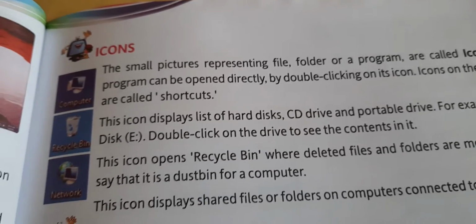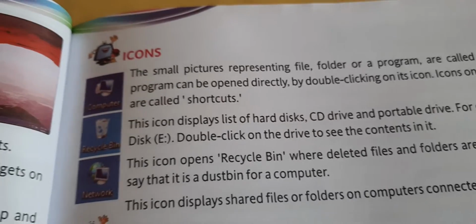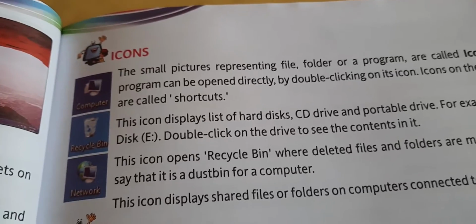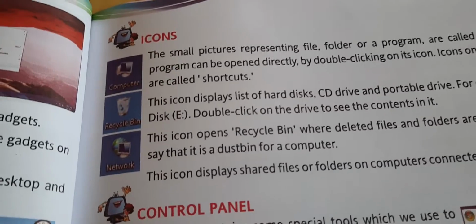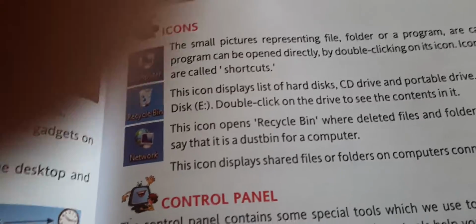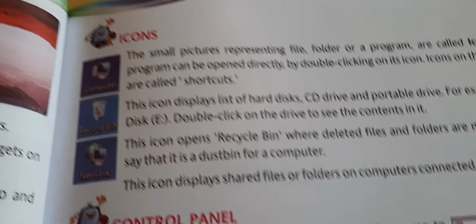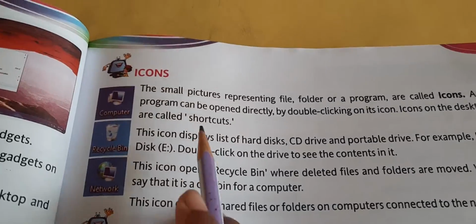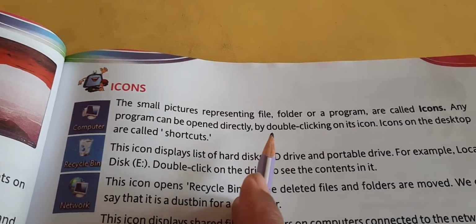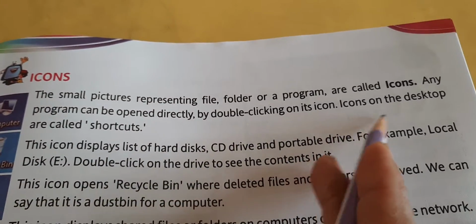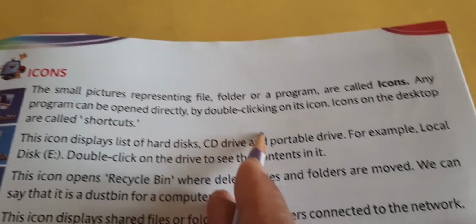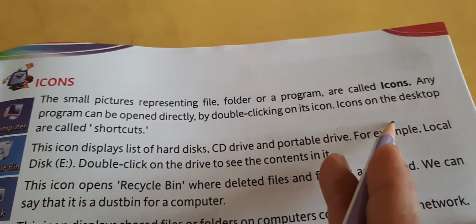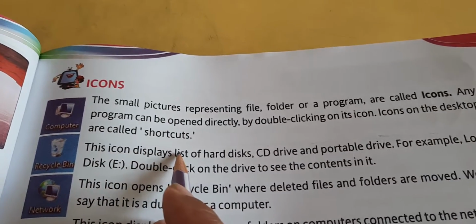Today we will continue with our chapter in which we are learning about Windows 7. So, today we will start from page number 37, icons. The small pictures representing file, folder or a program are called icons. Any program can be opened directly by double clicking on its icon. Icons on the desktop are called shortcuts.